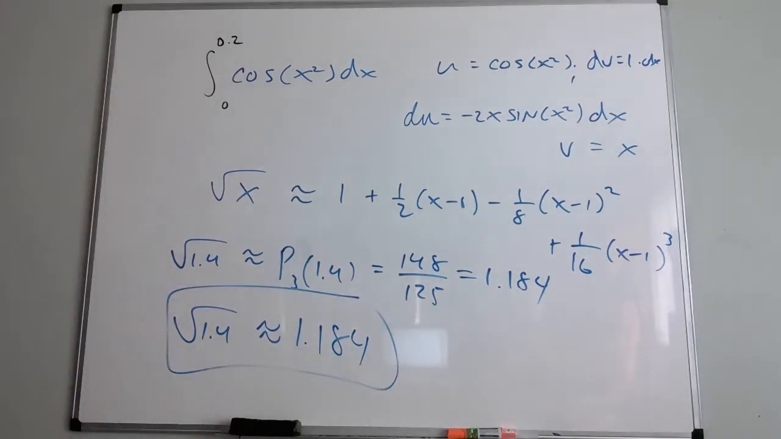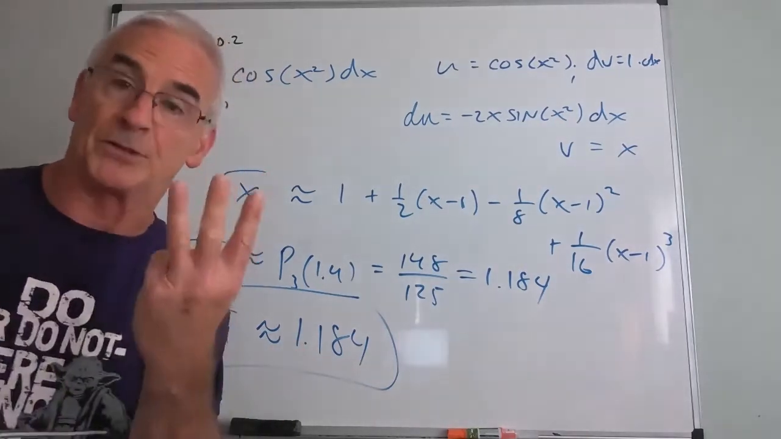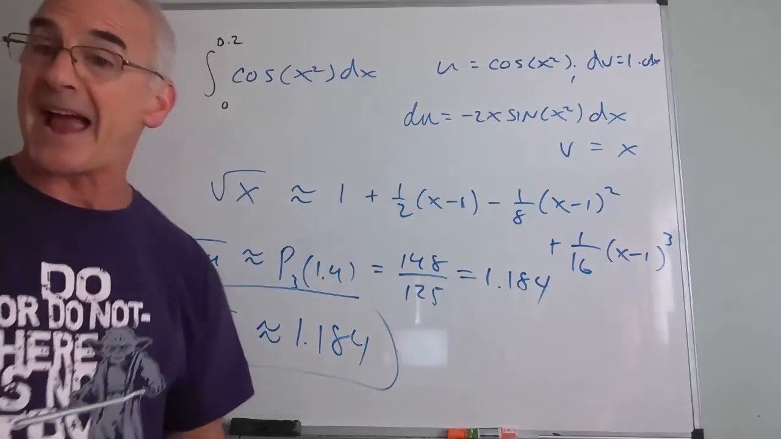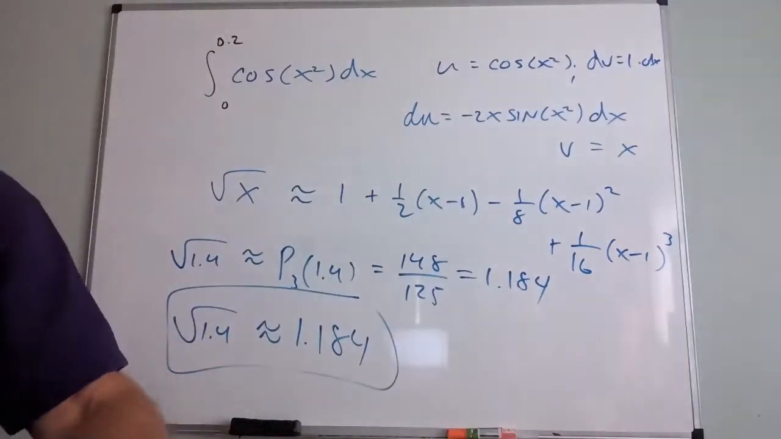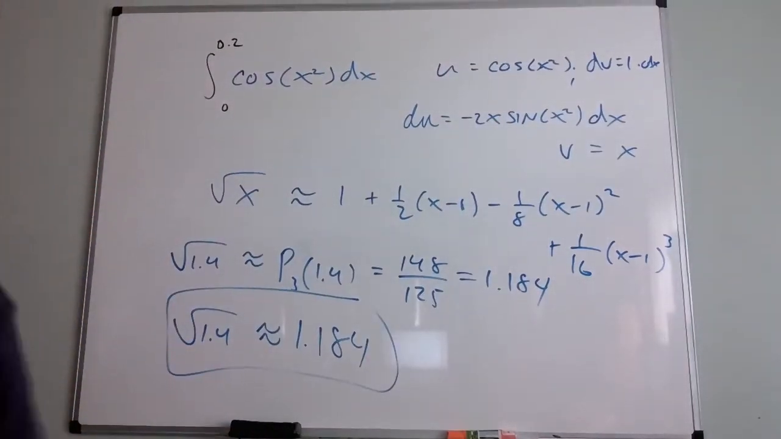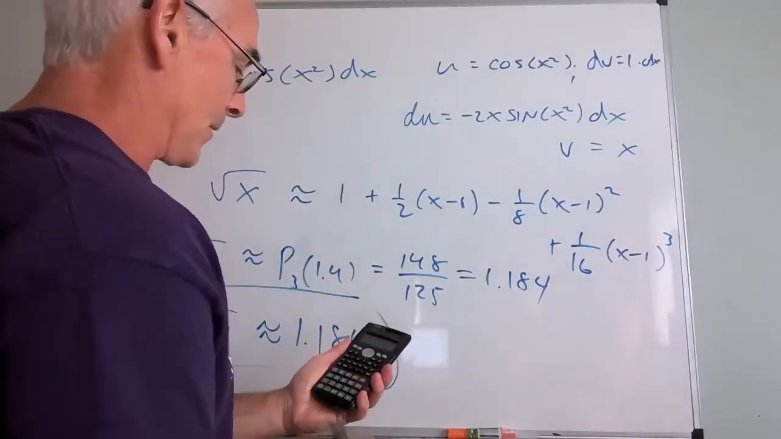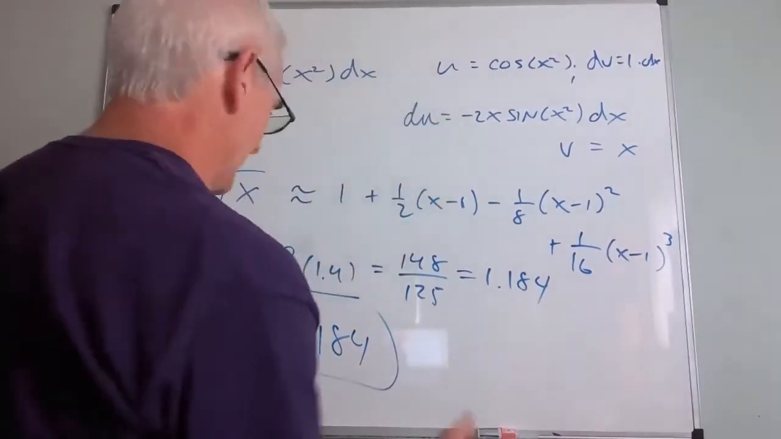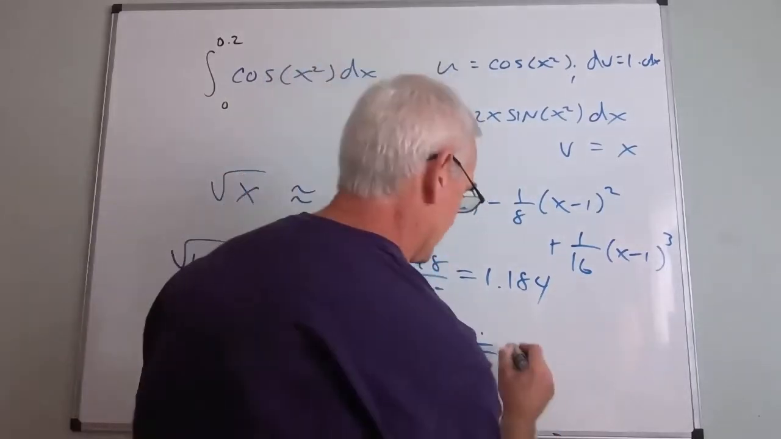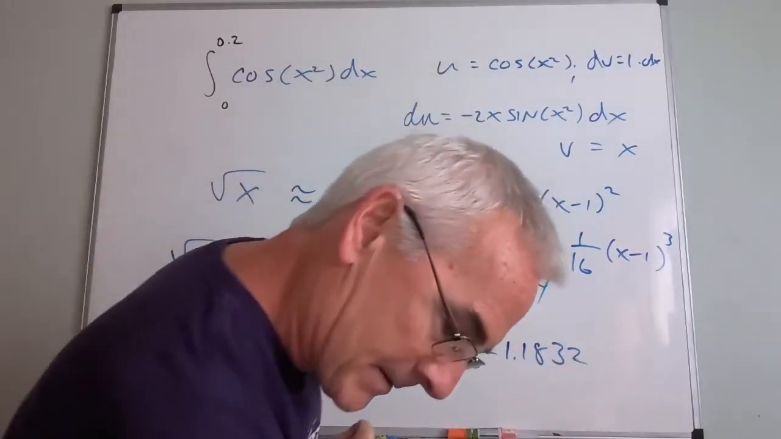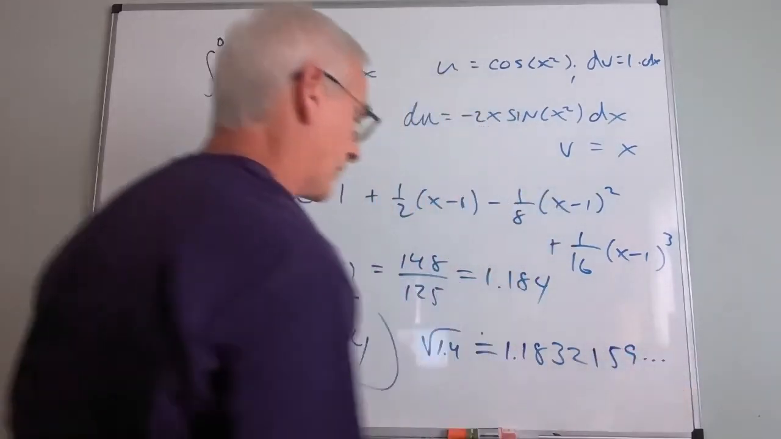Okay. This number's not very precise. I've only given you 3 decimal places. The question is, is it accurate? Well, I don't know that until I pull out my calculator. Oh, here it is. I keep setting things on top of things. I'm going to take the square root of 1.4. Now, when I take the square root of 1.4, the calculator says the square root of 1.4 is approximately 1.1832159. It's going to go on forever and ever.